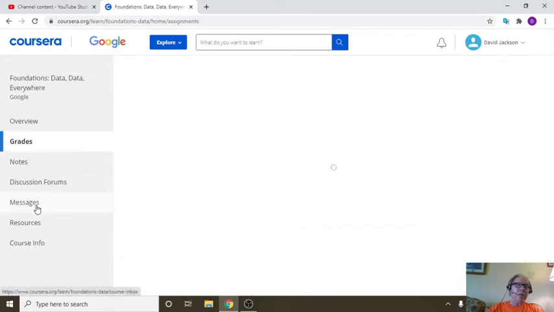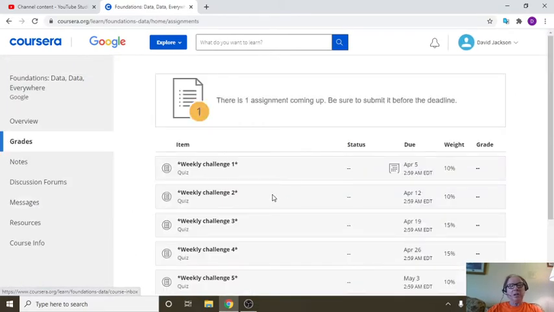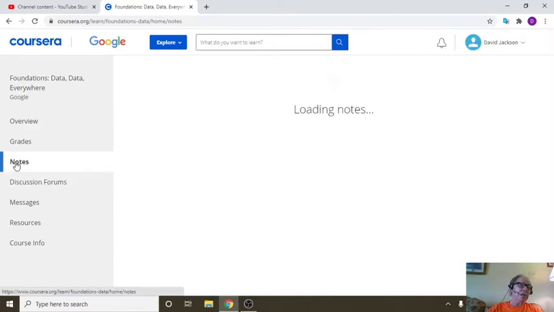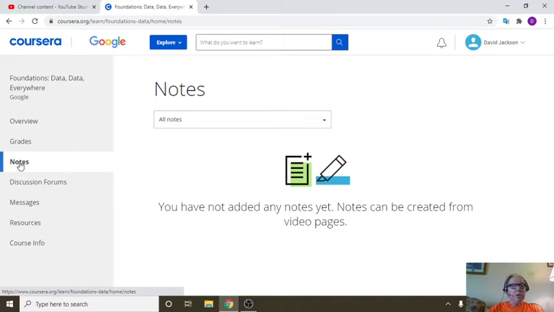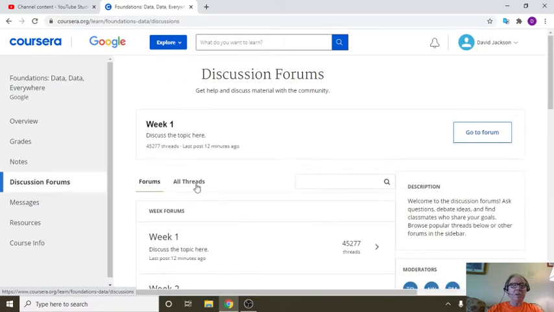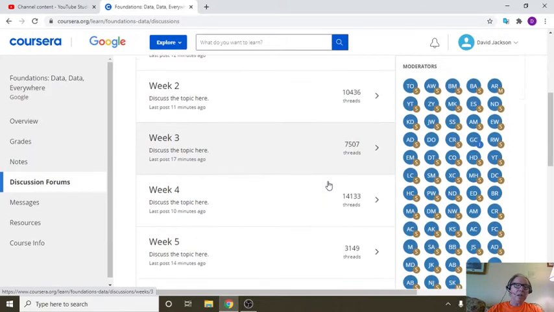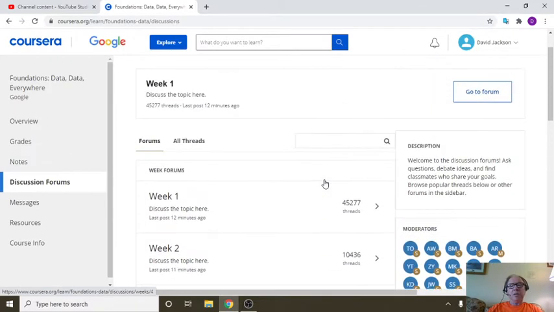Let's take a look at how the grades stack up. No grades here. Due, wait, 10%, 10%. And the course challenge is at the highest portion. Okay. Notes. I'm adding notes. Forums. Week one, week two, week three. You got all these challenges for the weeks here.